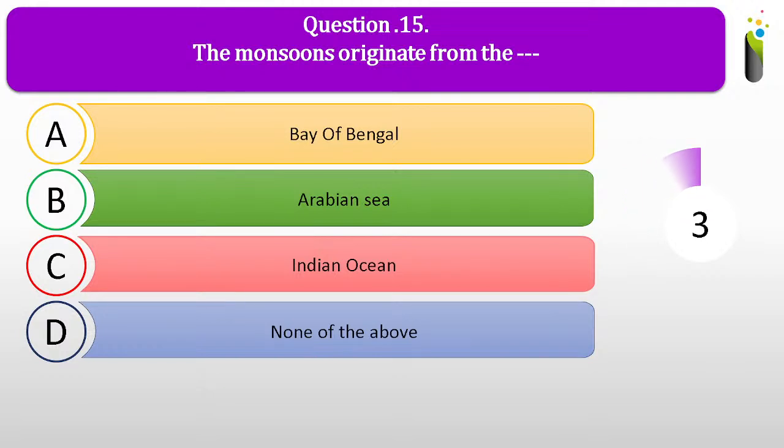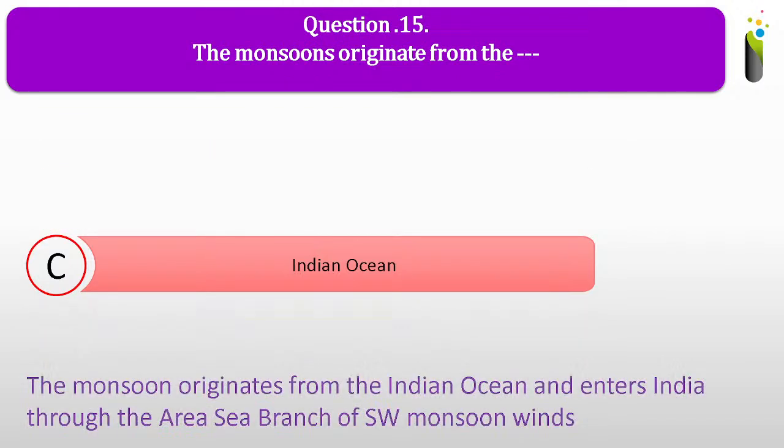And the correct answer, the monsoons originate from the Indian Ocean and enter India through the Arabian Sea branch of southwest monsoon winds.